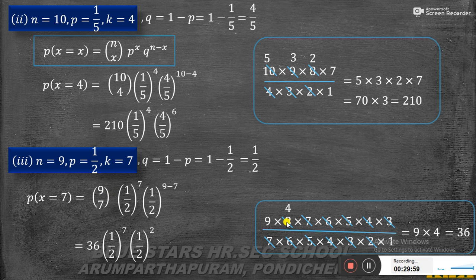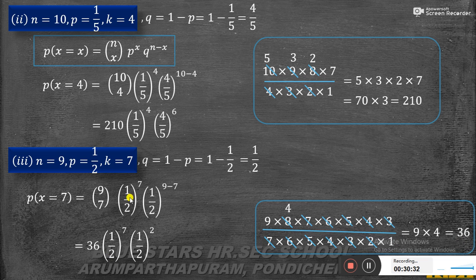9C7 means 9 into 8 into 7 into 6 into 5 into 4 into 3 by 7 into 6 into 5 into 4 into 3 into 2 into 1. We cancelled 7, 6, 5, 4, 3, up to 7 we cancelled. Next 9, all the denominators cancel, then the 2 divides the 8. So 9 4s are 36. Therefore 9C7 answer is 36.